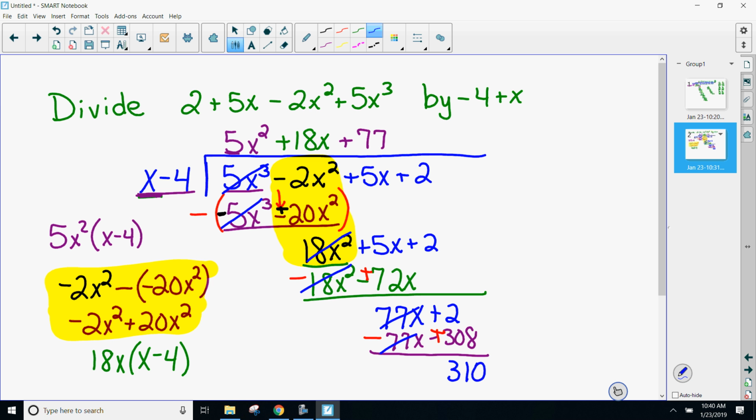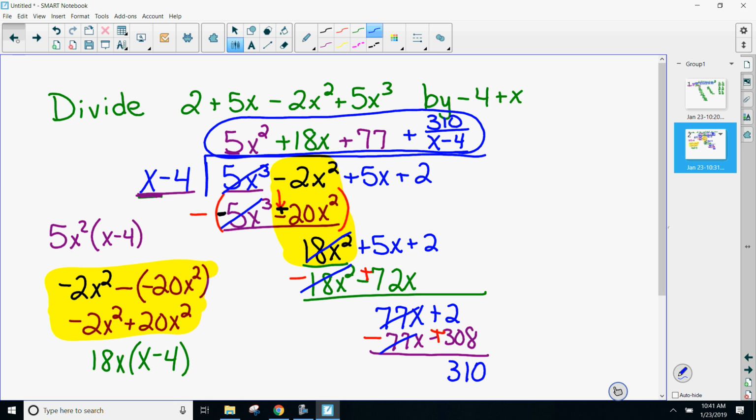Now what do we do at the very end? When you have a remainder, what do you take x times to get 310? You can't. That gives you 310x. So this has an x in it, this no longer has an x. So therefore, this is a remainder. And we talked about how to write your remainder: you write it as a fraction, 310 over x minus 4. That's the quotient when you take 5x cubed minus 2x squared plus 5x plus 2 and divide by x minus 4.